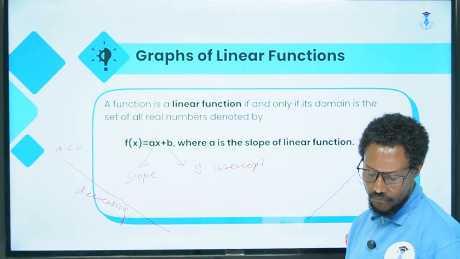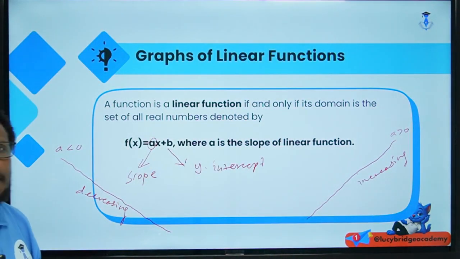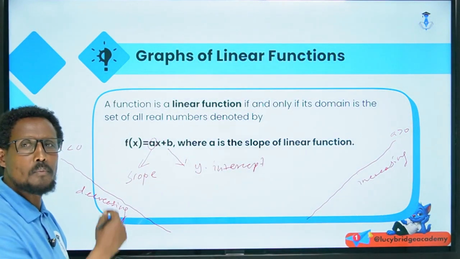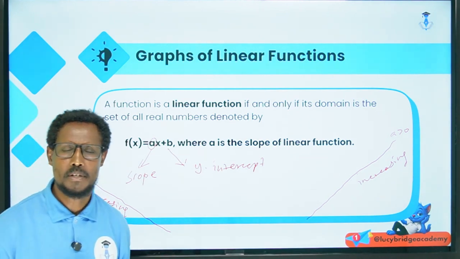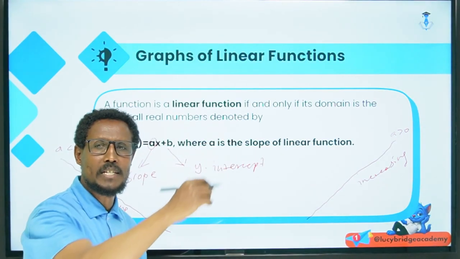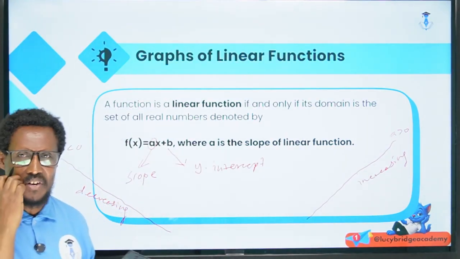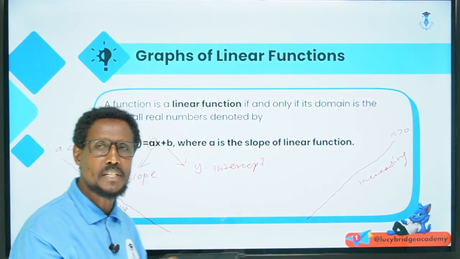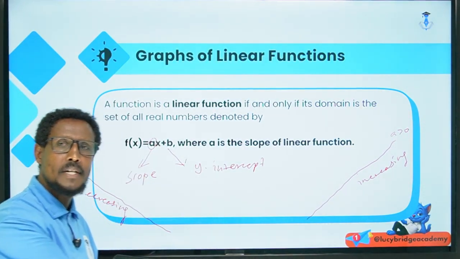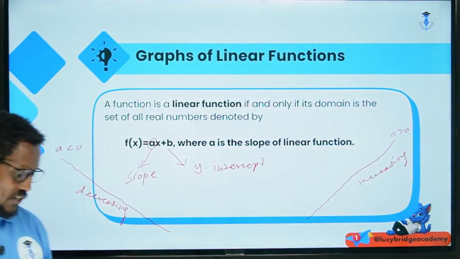So if a linear function with the form y is equal to mx plus b ከሆነ ግራፋችን either from top right to left bottom or from left top to right bottom. If it is from right top to left bottom, we call it an increasing function and the slope is positive. But if the slope is negative, it is from what? From top left to right bottom, and we call it a decreasing function.